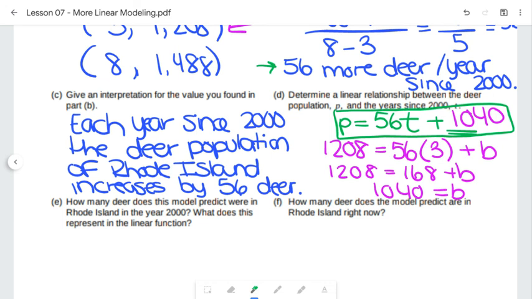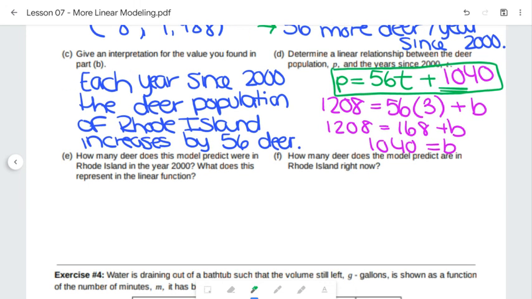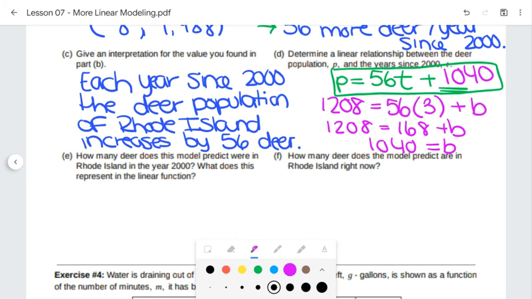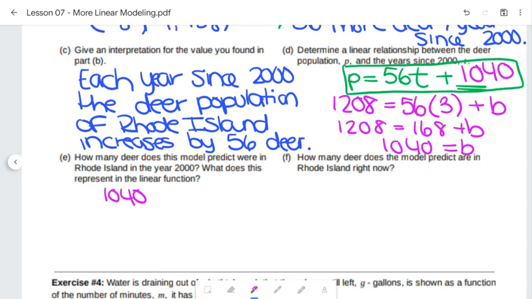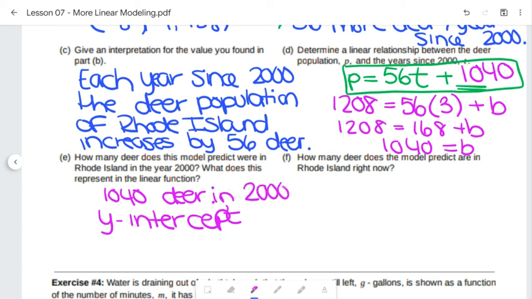Now, how many deer does this model predict were in Rhode Island in the year 2000? What does this represent in the linear function? So in 2000, we decided, remember, it was 1,040. Okay, this is our y-intercept, because 1,040 deer in 2000, and that's where we started. So that was like our 0 that we're plugging in. So that was our y-intercept.